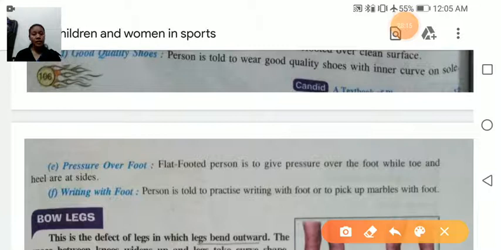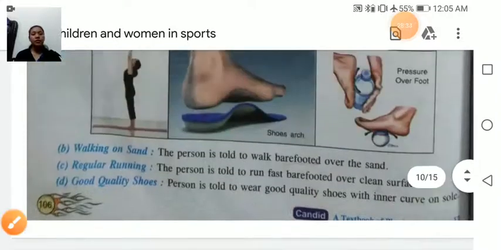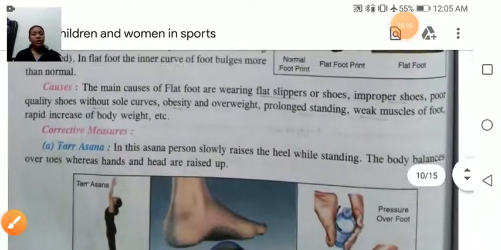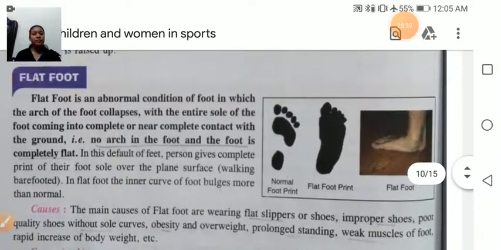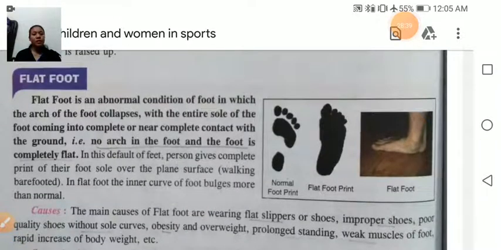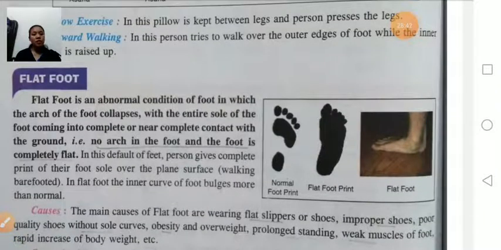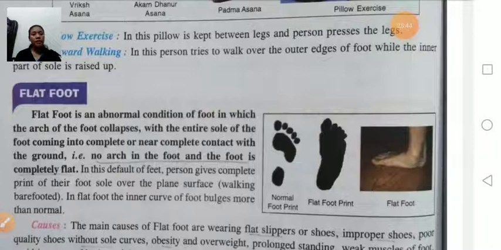This is a good exercise, writing with a foot. The person is told to practice writing with the foot, to pick up marbles with the foot, etc. If you do these exercises, these are the exercises to correct your flat foot. Flat foot means there is no arch over the foot. Your foot is completely flat.